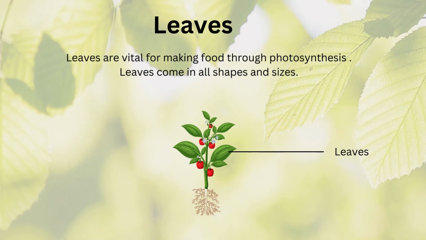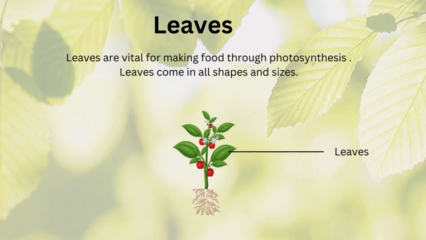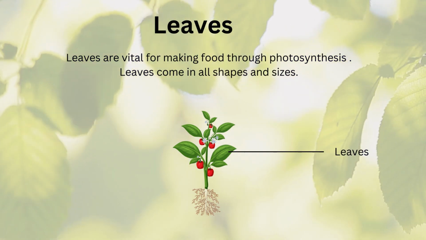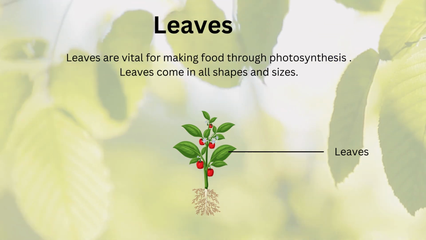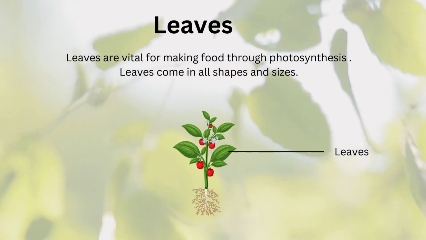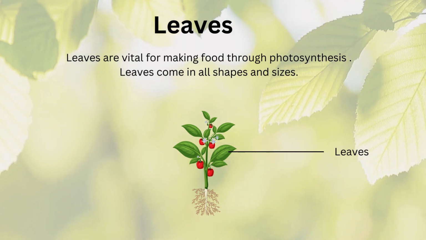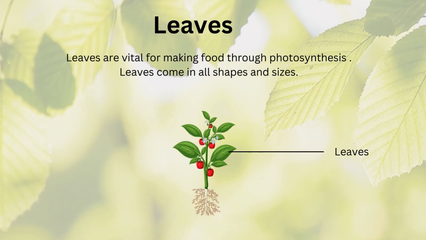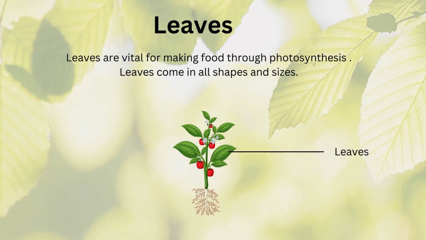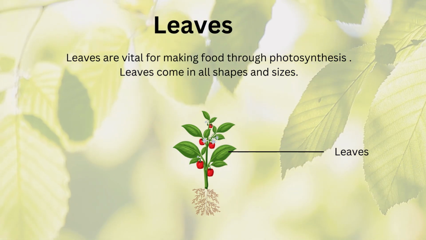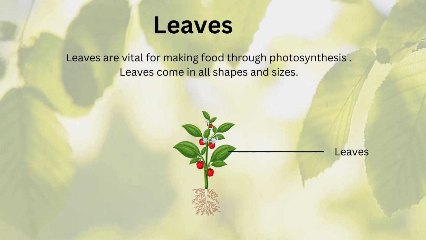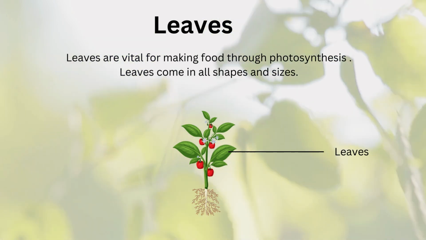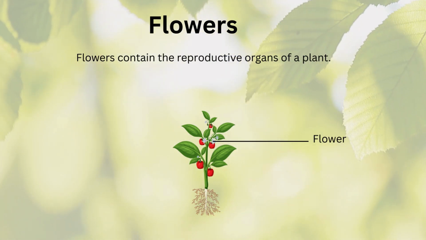The next part of a plant is leaves. The leaves of a plant are essential for its survival because they are the main site for photosynthesis. Okay, dear students, did you know about the process of photosynthesis? So, photosynthesis is the process by which plants make their own food. Leaves come in all shapes and sizes, which help plants adapt to their environment. For example, broad leaves capture more sunlight, while narrow leaves reduce water loss in dry conditions.